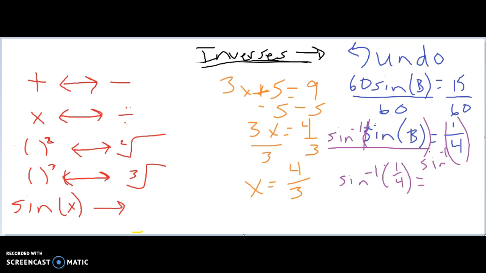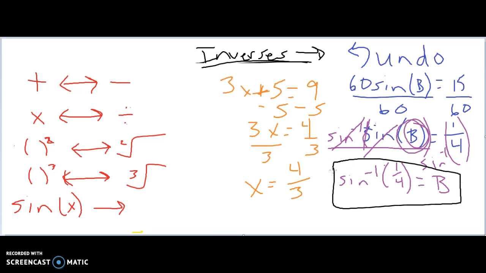Okay, so now we're taking the inverse sine of sine itself. Now, if we know that the inverse sine undoes sine, we know that these effectively cancel each other out. They undo each other. So that way all we have left is our variable B. By taking the function inverse sine, we can get rid of sine on one side of the equation and solve for an angle variable. So if we go back over here to our chart, the inverse sine of sine is literally the inverse sine.